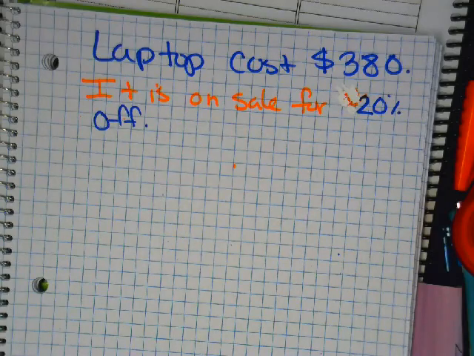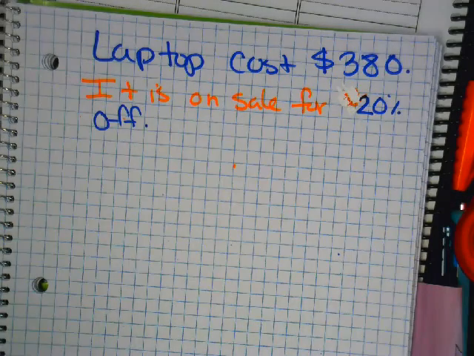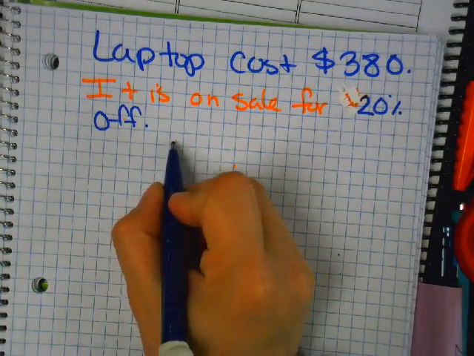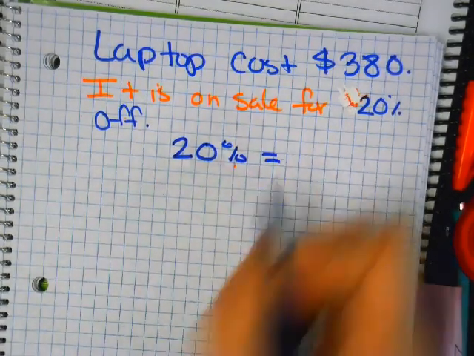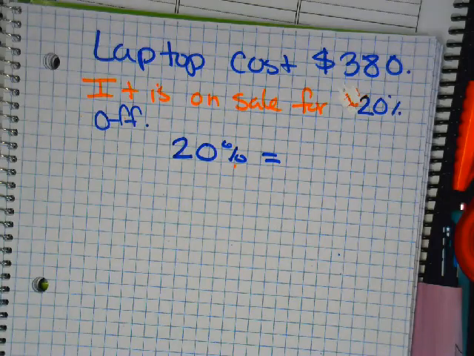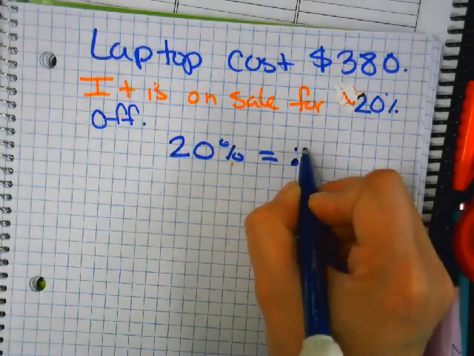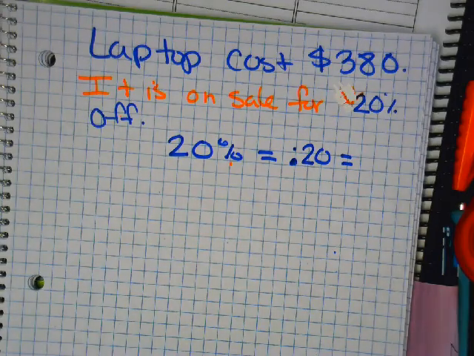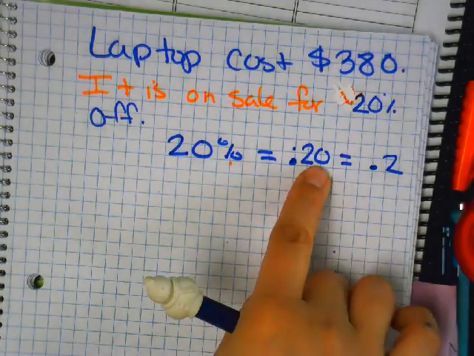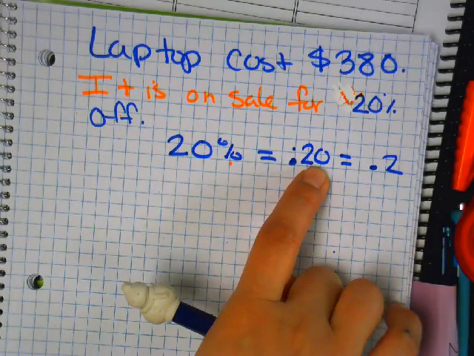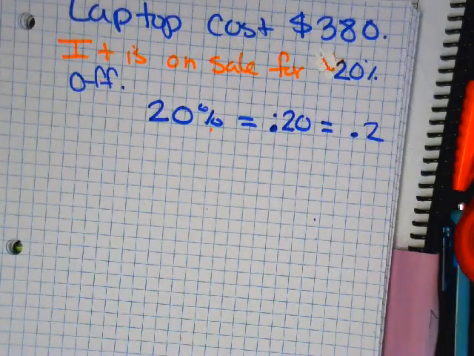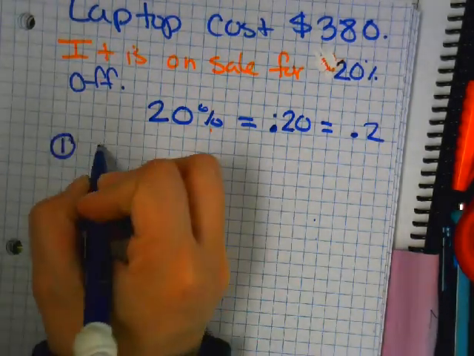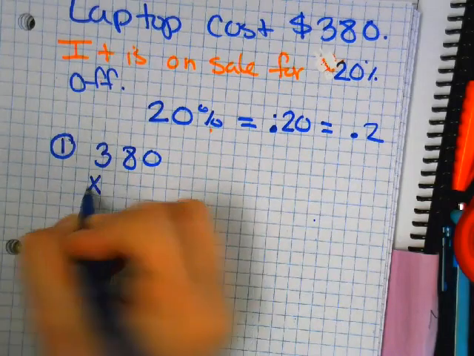Woo! So what's our first step? Price times the percentage as a decimal. So what is 20% as a decimal? Yes. 0.2. So 0.20, or even better than 0.20, 0.2. Since we're going to be multiplying, let's drop the zeros. Okay. So now we're going to take 380 and multiply it by 0.2.